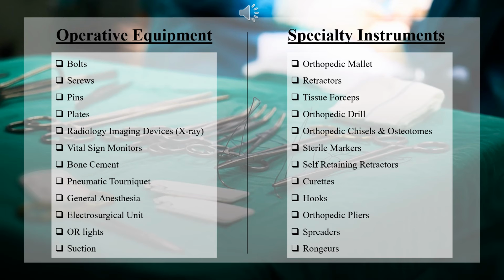The bone cement, which is used to secure the prosthesis, pneumatic tourniquets to help with blood flow, the general anesthesia unit, electrosurgical unit, which is your bovie. It helps cauterize and cut through the skin tissues and layers. The OR lights for better visualization, and suction to keep that surgical site clear of any fluids.